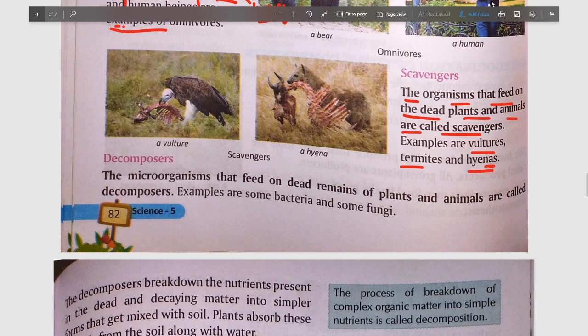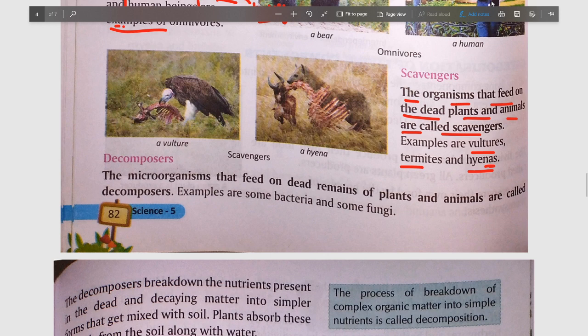Okay, so they are also very important for the environment, because in a sense we can say they are reducing the dead bodies from the earth. So these are also very, very important components of the environment.